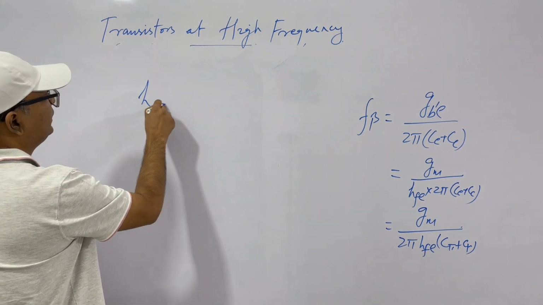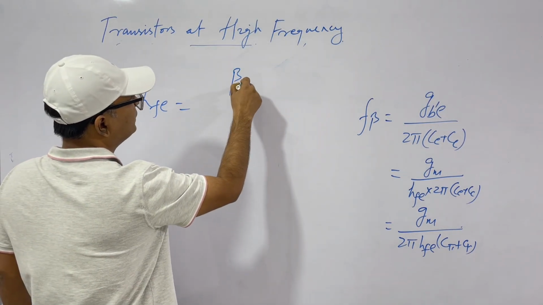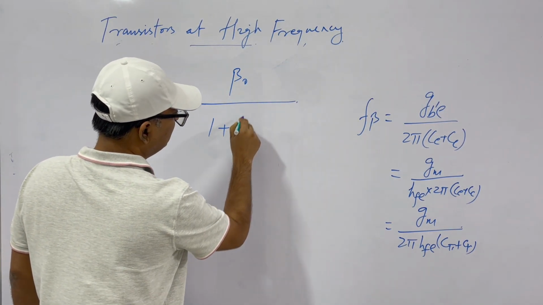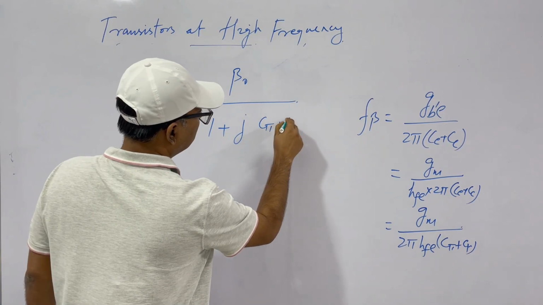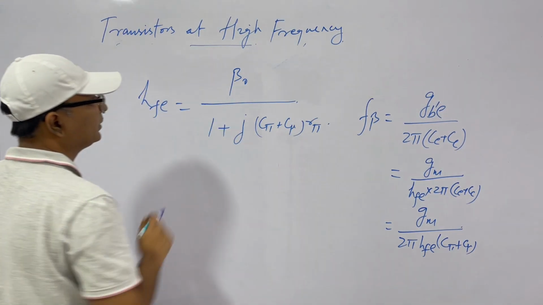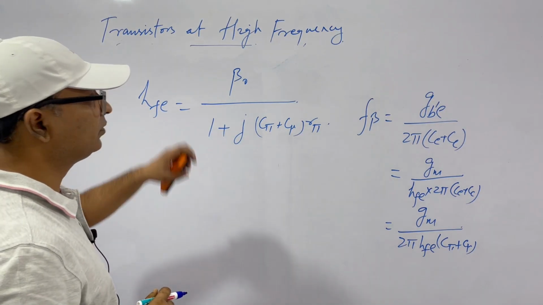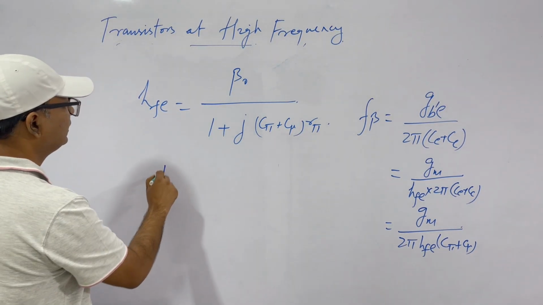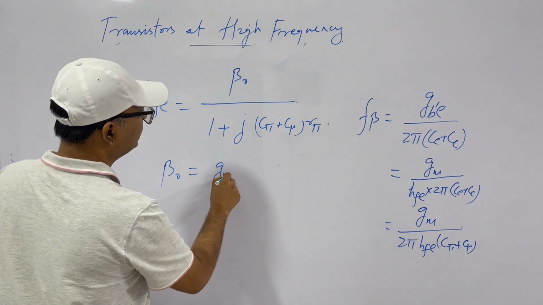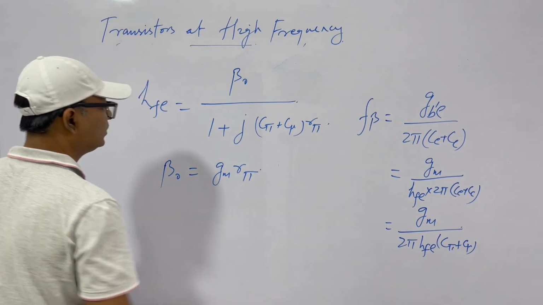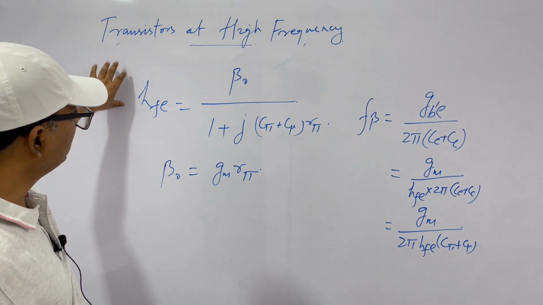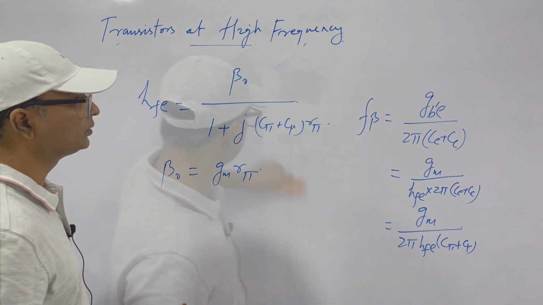So HFE is given as beta 0 by 1 plus J C pi plus C mu into R pi. This you should remember. This comes very handy in solving problems. And beta 0 is also given as Gm into R pi. So this is also a very important expression. You should remember these two expressions also.